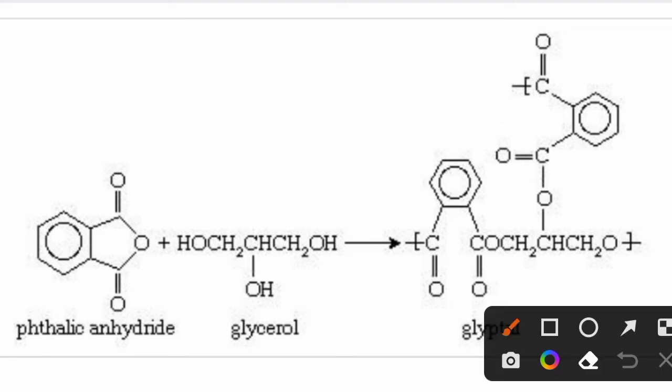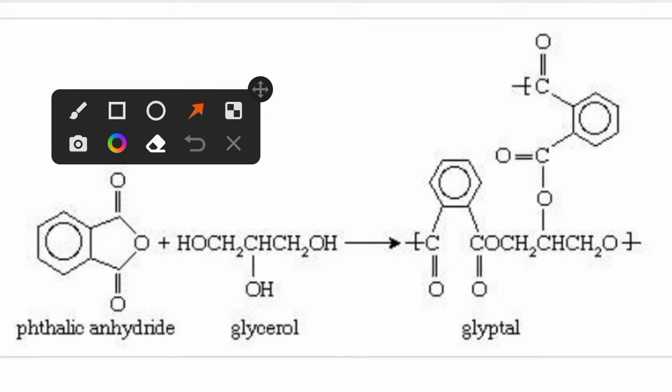During the formation of this glyptal resin, there is breaking of one of the CO bonds. One of the CO bonds breaks down and the ring opens like this, you can see here. After that, one of the carbons of the aromatic ring is bonded with C double bond O, and the beside carbon is bonded with COO.